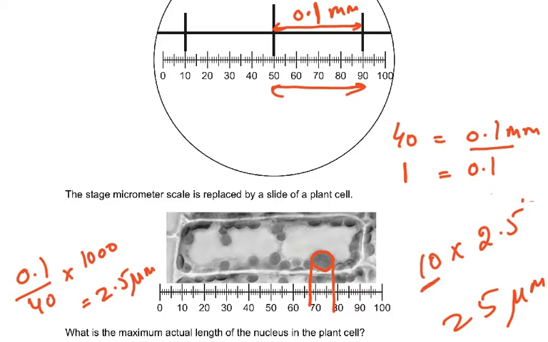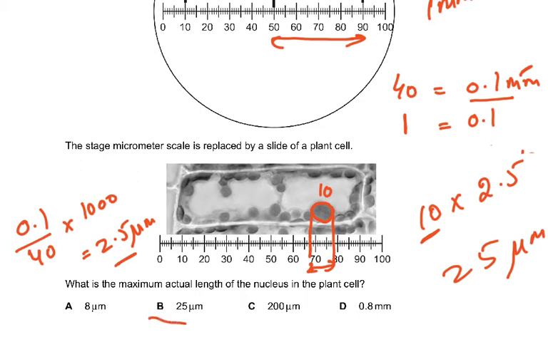So 0.1 over 40 into 1000. Why have I done this times 1000? Because this is millimeter, and 1 millimeter is equal to 1000 micrometer. So multiply and you get 1 division is equal to 2.5 micrometer, but these are 10 divisions. So 10 into 2.5 is 25 micrometer. So the answer is B.